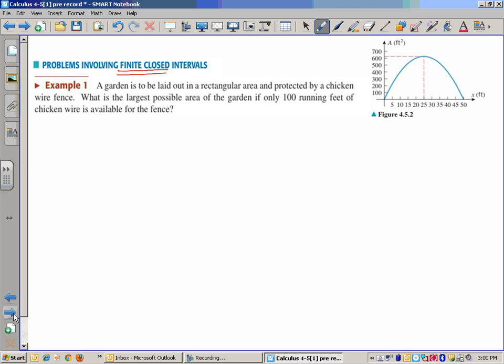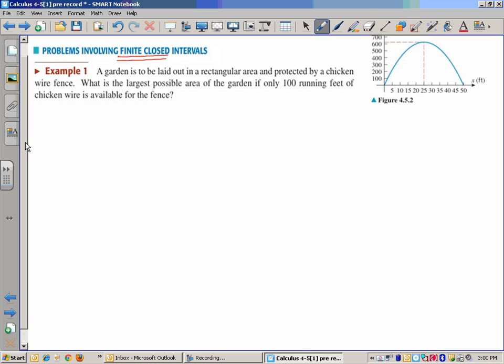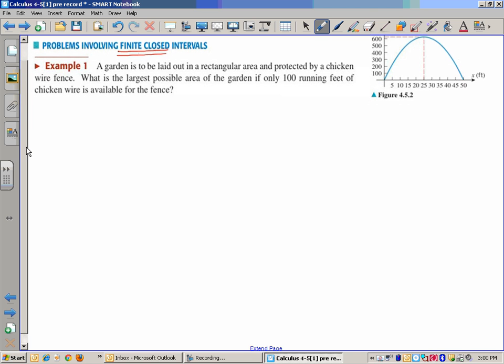So let's do example 1. It says a garden is to be laid out in a rectangular area and protected by some chicken wire. What is the largest possible area of the garden if only 100 running feet of wire, that's fencing, is available to make this fence? Okay, so there's a graph over here. We're going to talk about that shortly.